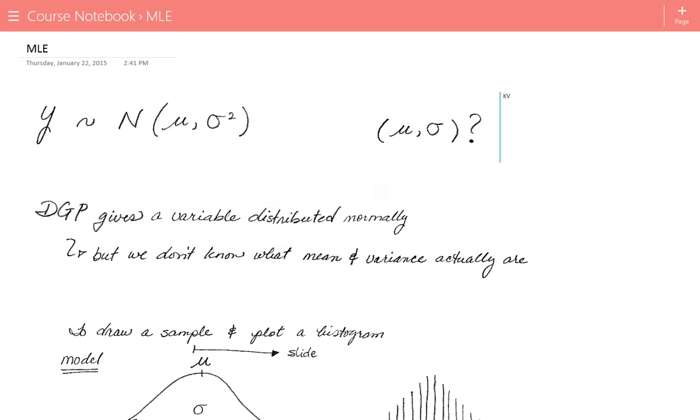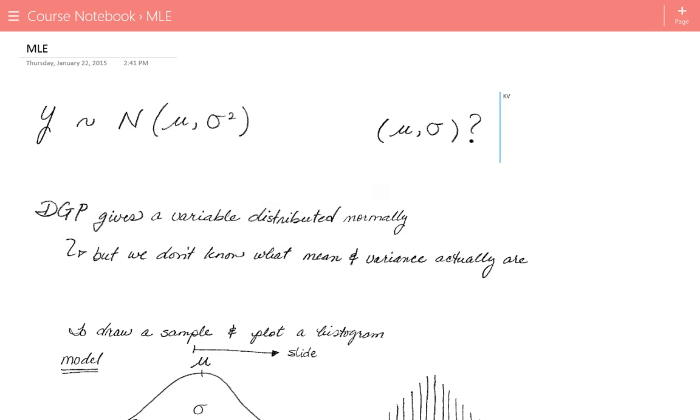Welcome to session 1 of the Maximum Likelihood Lecture. So here we're going to explore a particular estimation method. And to do so, we need to understand how we might fit a distribution to data.